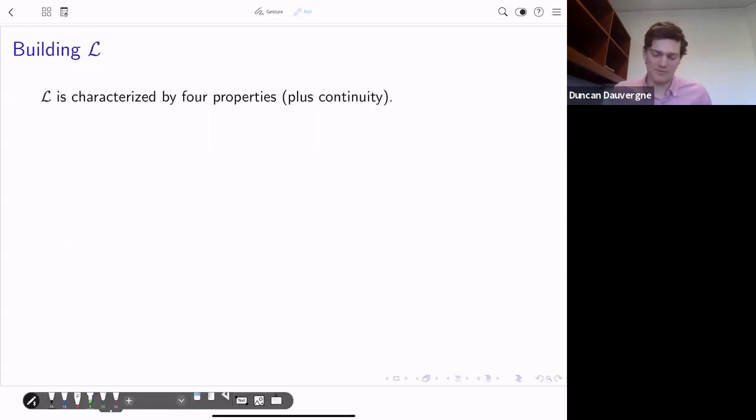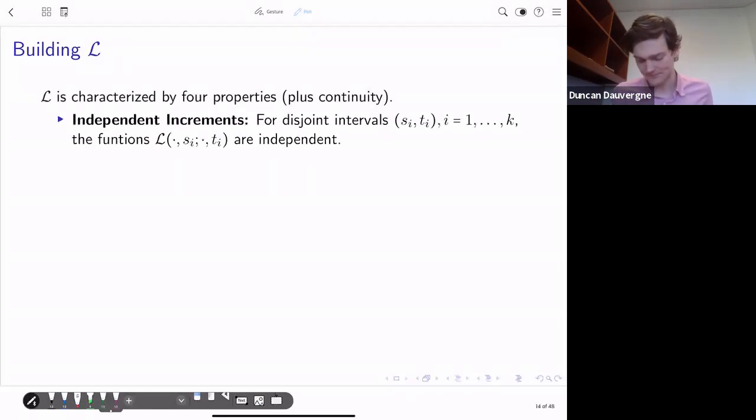Okay, so how do you build L? So the idea is, we have some complex random metric and we want to try and reduce the problem of building this to something a bit simpler. Okay. So the thing to do is kind of recognize a couple of properties that this directed landscape is going to have. So the first is an independent increment property.